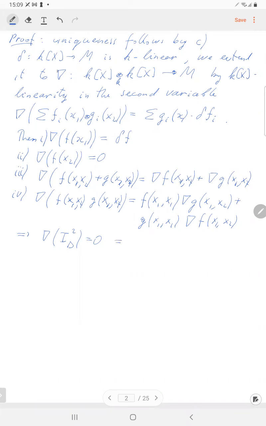So we know this, and this means that nabla induces a map L, just as desired, from I modulo I squared. This is just our scalar differentials to M. That's good.